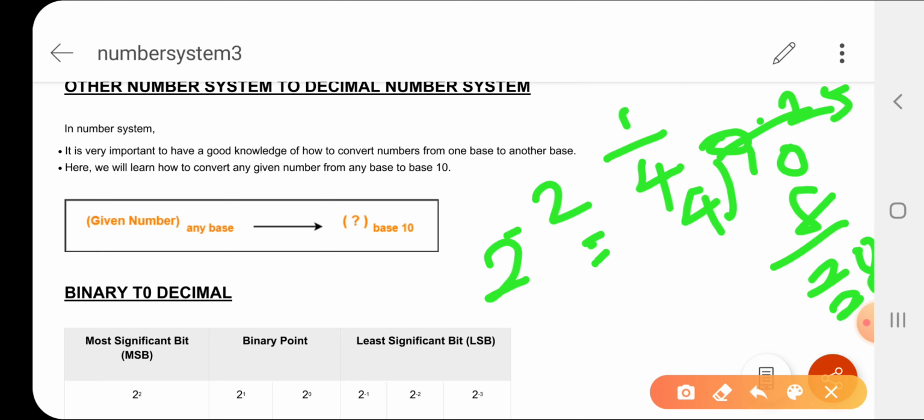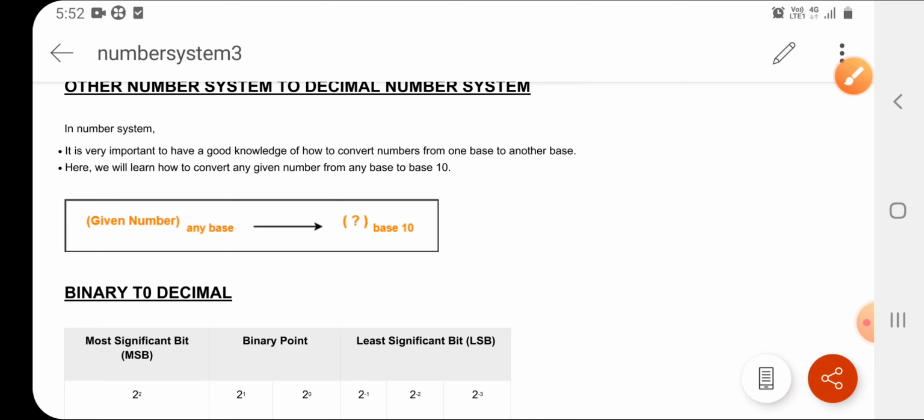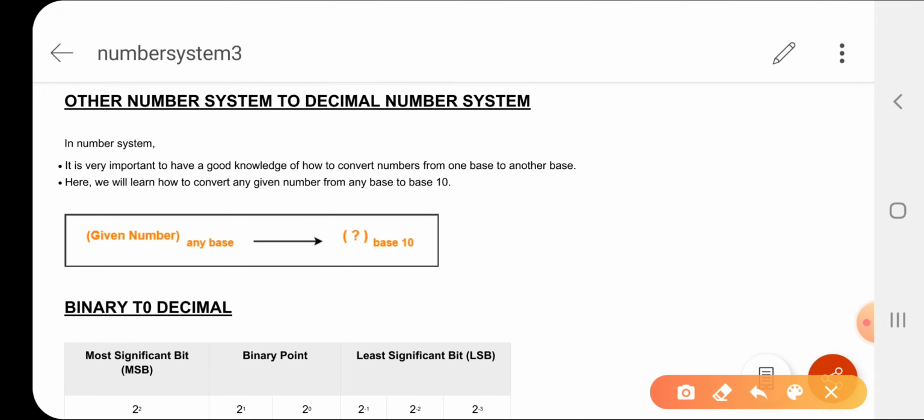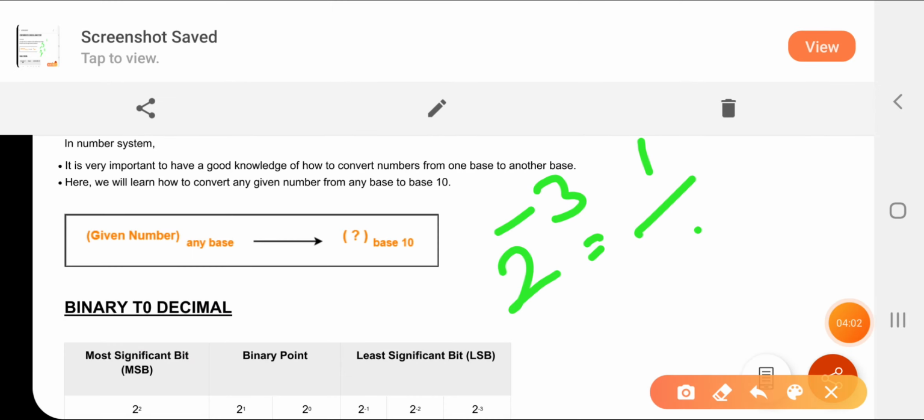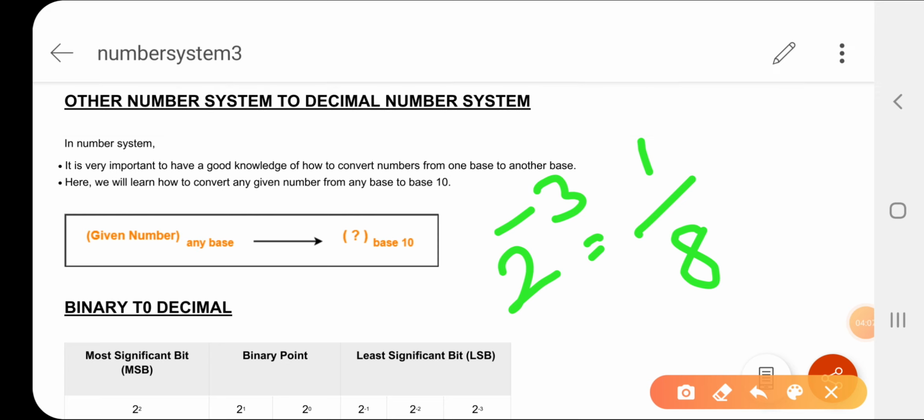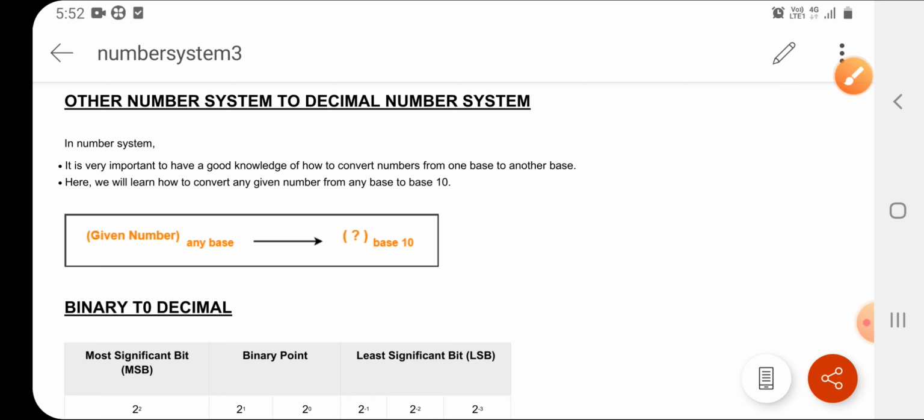Likewise you have to find the values of 2 power minus 2 and 2 power minus 3. For 2 power minus 3, 2 power 3 is 8, so it is 1 by 8. Now you have to divide 1 by 8, and then you will get the value. Likewise you can find the positional values.